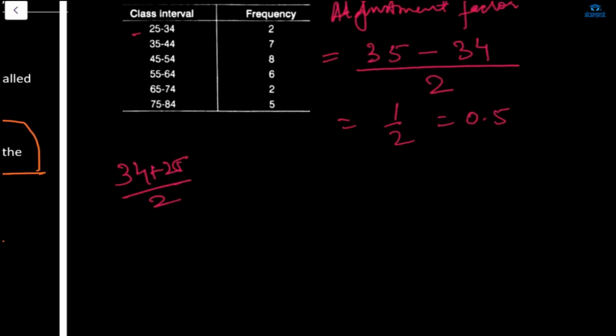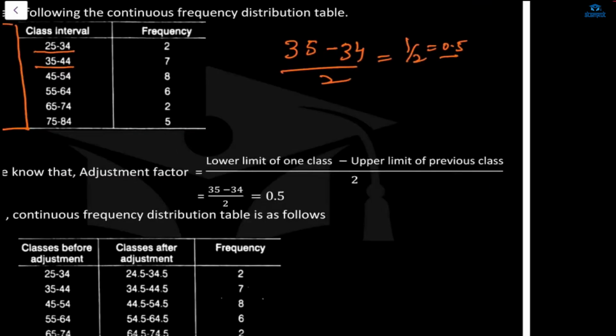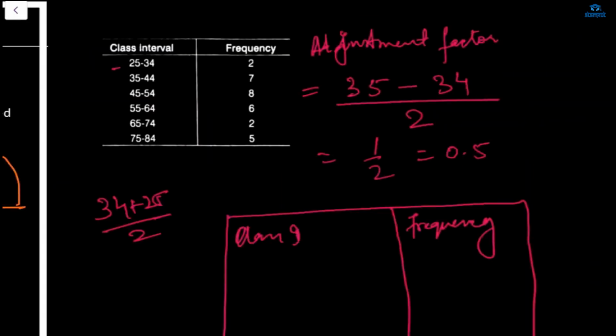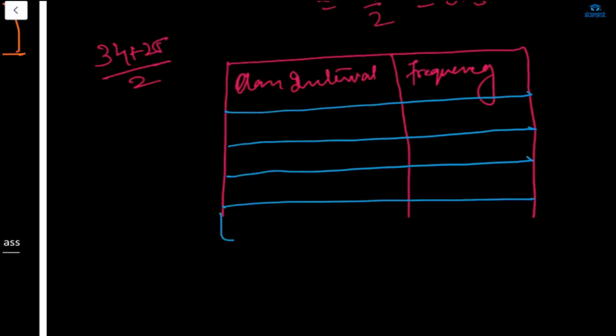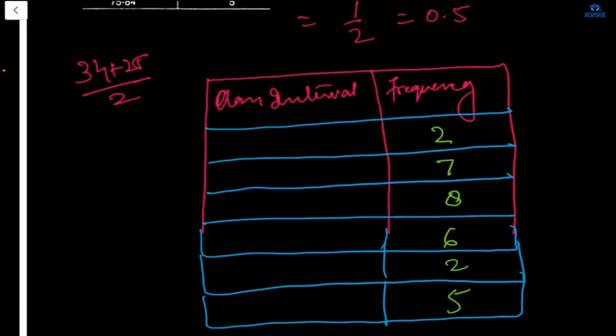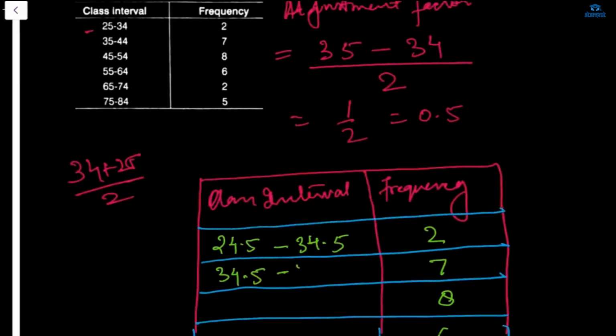We are going to draw another table, or you can add one block in this only. Yeah, of course. These are class intervals only, but you can write your class interval after the adjustment factor. So it will be 24.5. You are subtracting from the lower limit, and I'm adding in the upper limit. Subtracting, adding.